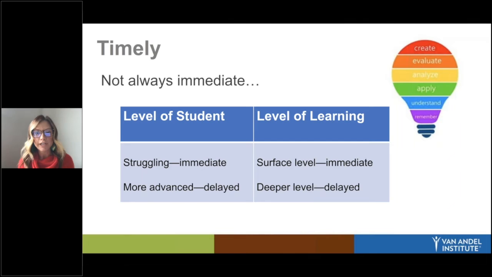Also, the level of learning. Is it surface level learning? Then we should probably give that feedback immediately. If it's deeper level learning, it's good to wait and delay that feedback. So just two different things to think about when we're thinking about delivering: the level of the student and the level of learning.